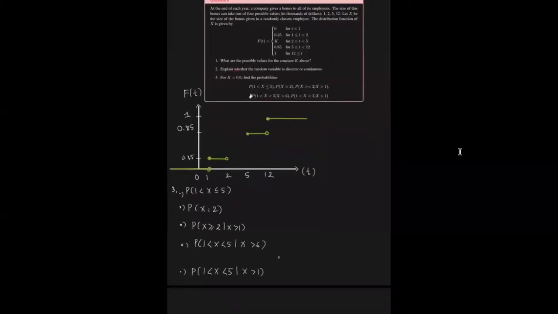So they ask us to find those probability given that k is 0.6. So I will have 0.6 here. And then in my graph, I have 0.6.